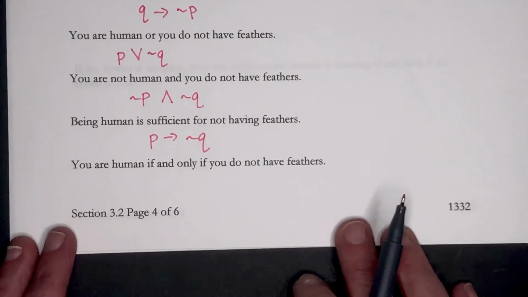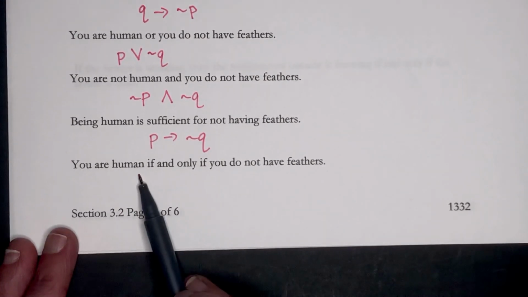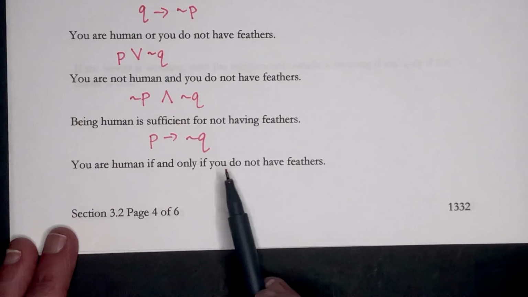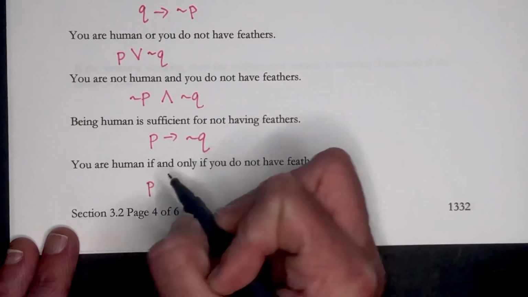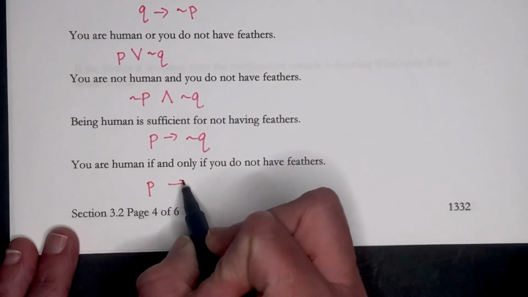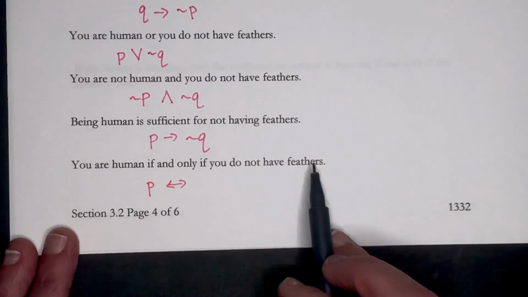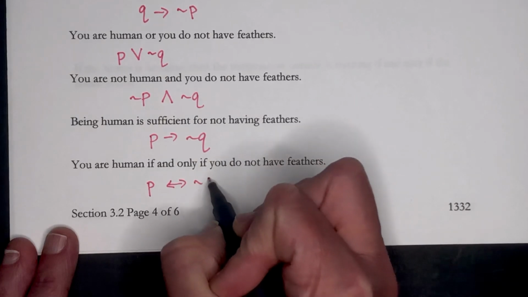And then one more here. You are human if and only if you do not have feathers. You are human is P. If and only if is the double arrow. You do not have feathers would be not Q.